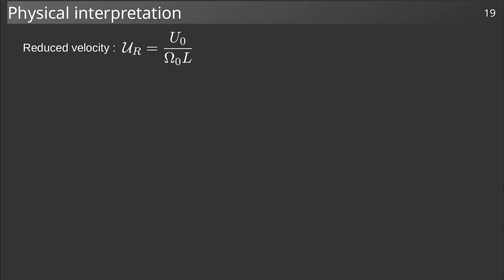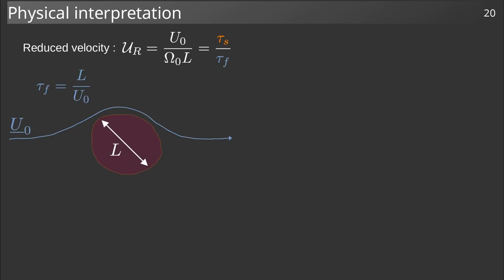Before closing this video, let's try to physically interpret each of the dimensionless parameters we have introduced. First of all, we have introduced the reduced velocity. This parameter must be seen as the ratio of two characteristic times: the fluid time, L over u0, which corresponds to the travel time of a fluid particle along the solid, and the solid time, 1 over omega naught, which is the order of magnitude of a period of oscillation of the structure.